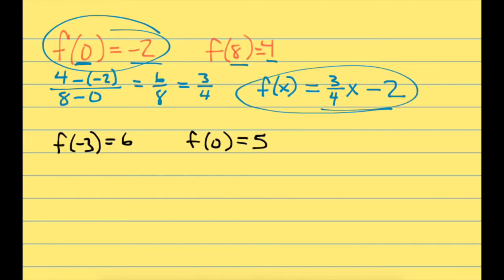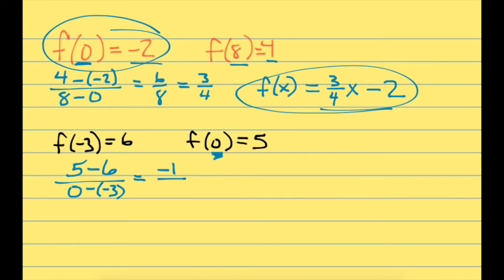Now for the second equation, do the same thing. Notice that our second point is our y-intercept, because that's where the x is 0. Then we got to calculate our slope. So we'll take the difference between our y's, 5 minus 6, over the same order differences for our x's, 0 minus -3. On top we get -1.